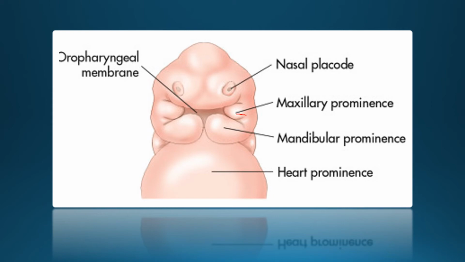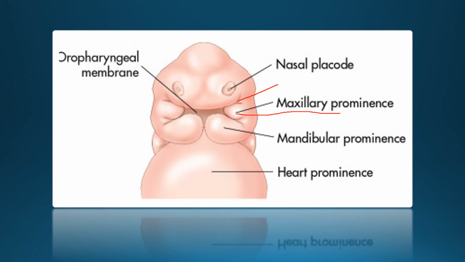So that process we can see here. This triangular process develops before the meeting between the frontonasal and maxillary processes. We can see a deep furrow-like structure between the maxillary and frontonasal processes. That deep furrow is called the naso-optic furrow.